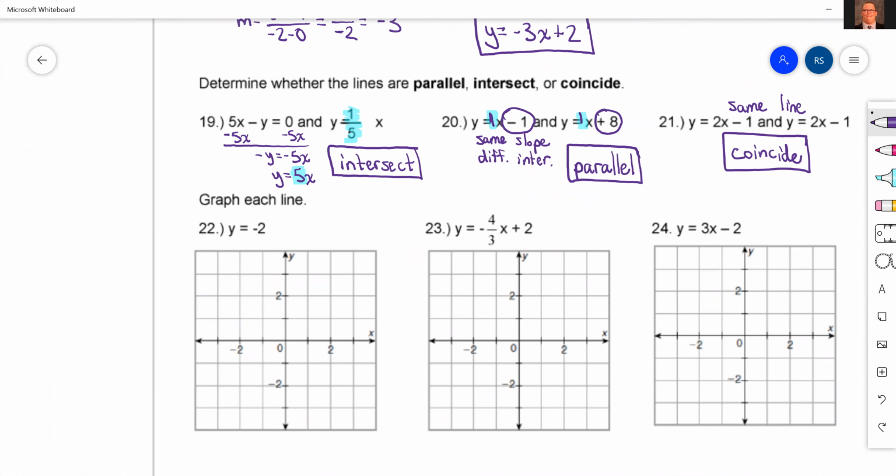Okay, now for the last three, we actually have to graph. So if we look at the first one, y equals negative 2. What kind of special line is this? If it's just y equals a number. This is a horizontal line. So on the y-axis, I'll go to negative 2, put a dot, and then it's just a horizontal line there. So draw a horizontal line. And that's our answer.